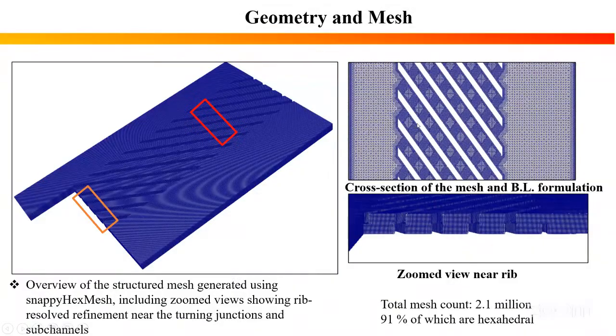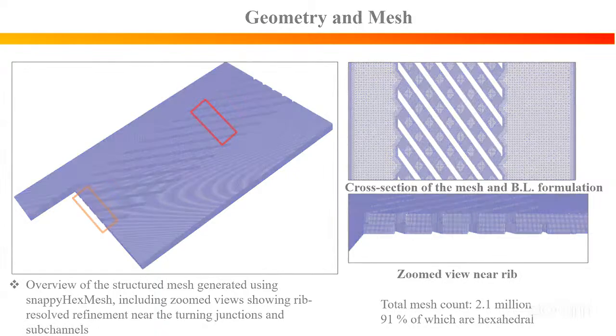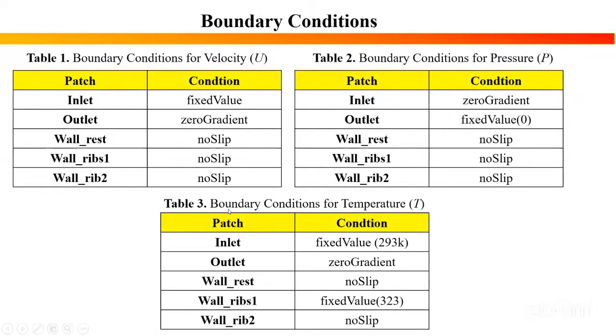So these are the boundary layers that are being formed, and this is the near view of the ribs. The total mesh count is 2.1 million, out of which 91% of the cells are hexahedral. These are some boundary conditions that we are using for the simulation. For velocity, we are using fixed value, zero gradient for the outlet, and for walls, we are using no slip.